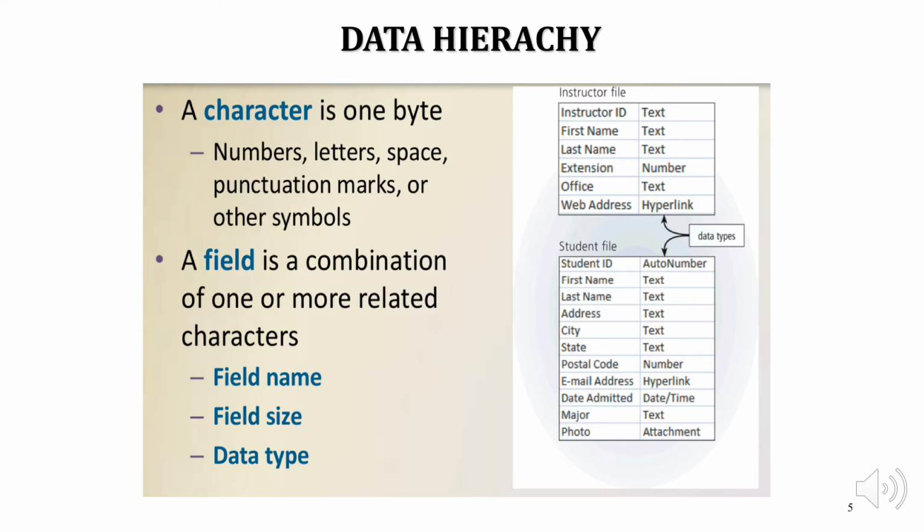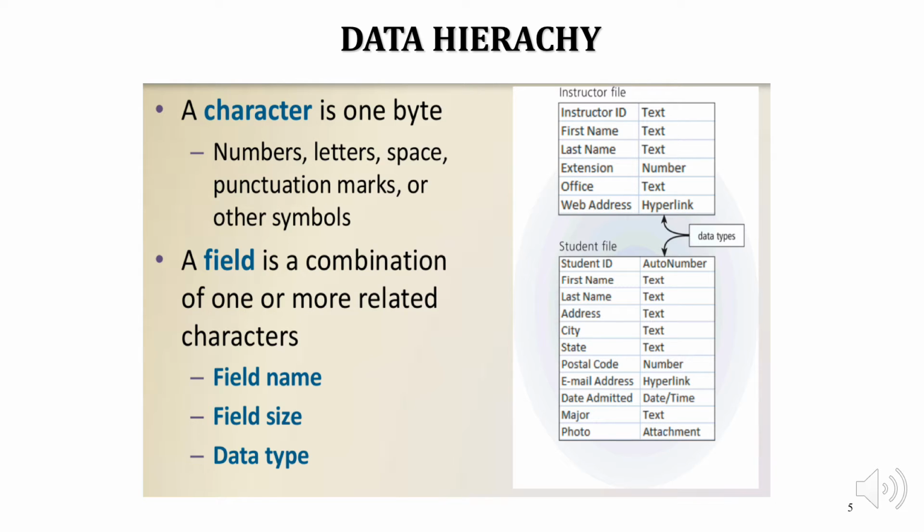For example, student ID, that is a field name. For example, first name, address, city, state. So that is an example of field names. Field size is actually based on the field name. For example, if your field name is student name, you can set the field size to 10 or 20.